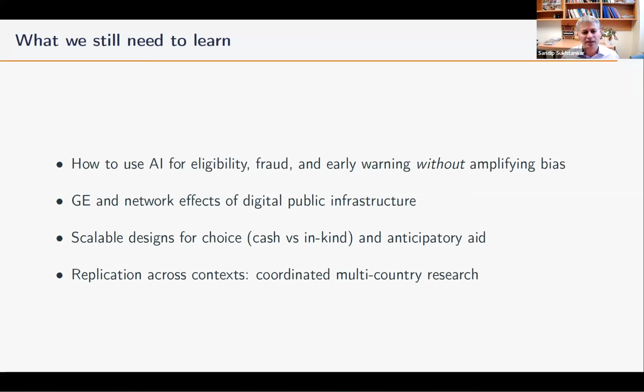We need to be able to come up with scalable designs for some of these really interesting, flexible social protection systems. And again, the context is important. It would be really nice to do some kind of coordinated multi-country research, like was done for the microfinance work, where they did 6 or 7 different experiments that were very similar in different contexts.